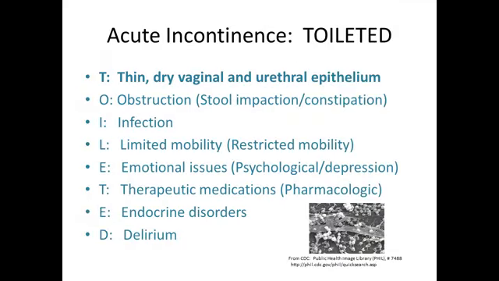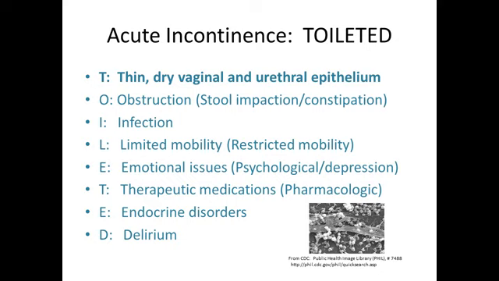Now let's take a closer look at the causes of acute urinary incontinence using the mnemonic TOILETED. The T stands for dry, thin vaginal and urethral epithelium. This condition is also known as atrophic vaginitis or urethritis. Continence is dependent in part on normal coaptation of the urethral walls. The softness and stickiness of the urethral wall has an effect on coaptation.